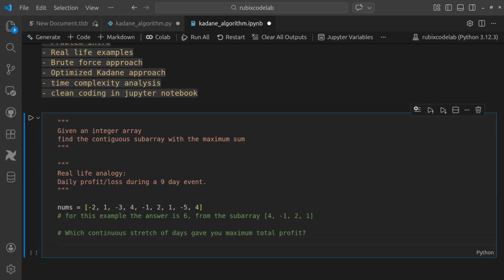You wouldn't randomly pick days, right? They must be consecutive. And if the first few days cause loss, you wouldn't carry that burden forever. At some point, you reset and restart. That restart behavior is the heart of Kadane's algorithm.